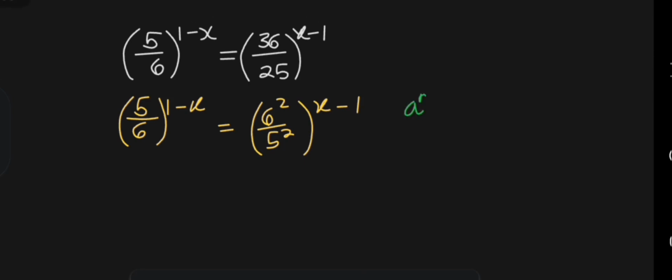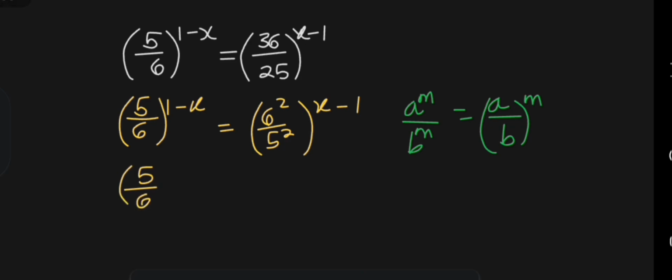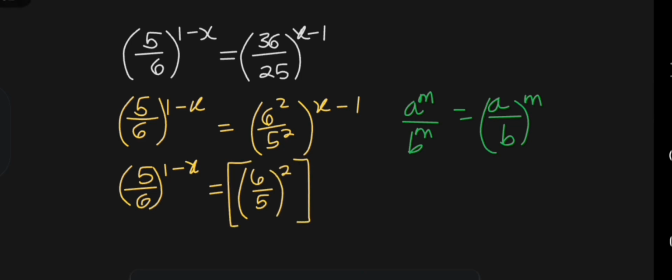Now recall that when we have a^m over b^m, it is (a/b)^m. That is used to simplify 6 squared over 5 squared, so that we have on the left hand side still (5/6)^(1-x), while on the right hand side it is (6/5) everything squared, then to another power, which is x minus 1.